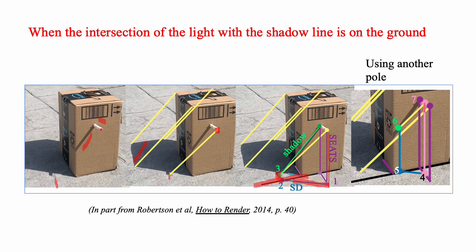Another way of doing this is to establish another pole between these two poles so that when we draw the shadow direction, it hits the box, goes vertically up to number 6, and that gives us the direction of this shadow.